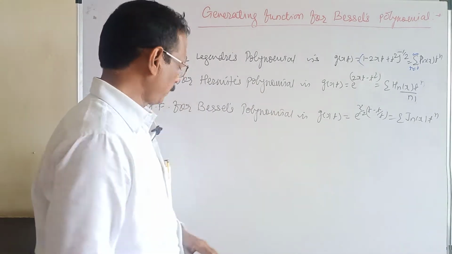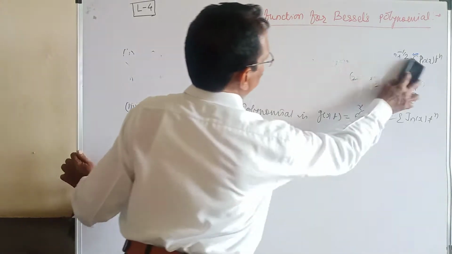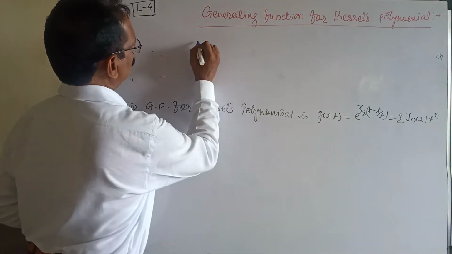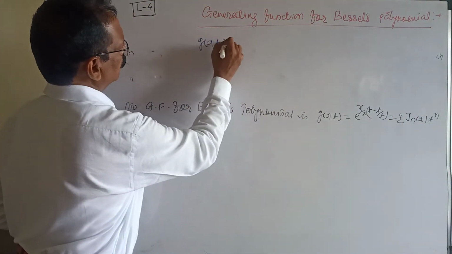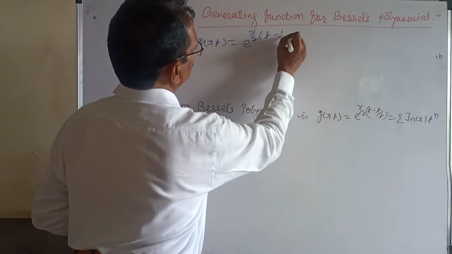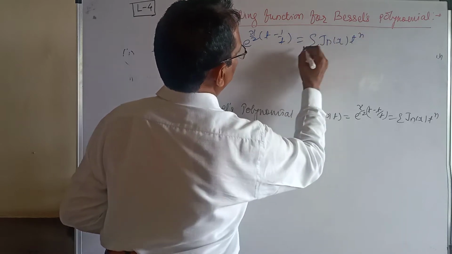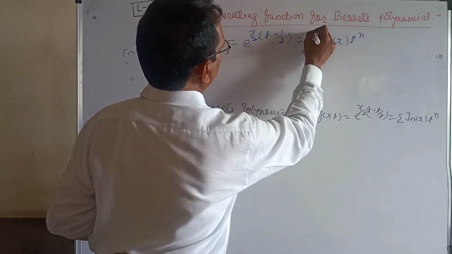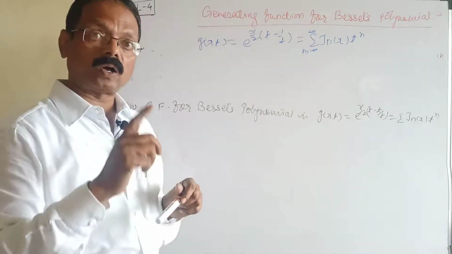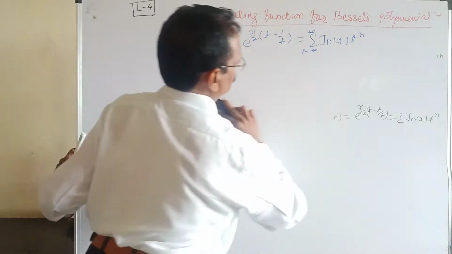This is the generating function for Bessel's polynomial. So this is nothing but the e raised to 2x. So here g of x t is equal to e raised to x by 2 into (t minus 1 by t), is equal to summation of Jn of x into t raised to n, where n goes from minus infinity to infinity. It is also called the Bessel's generating function for Bessel's polynomial of first kind. So this is the generating function for Bessel's polynomial.